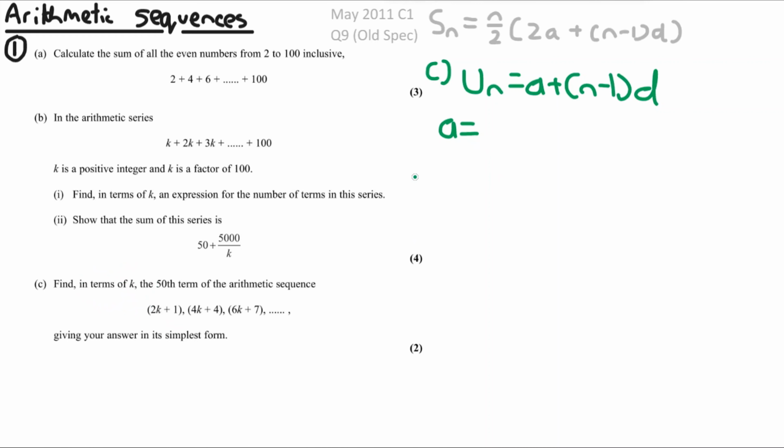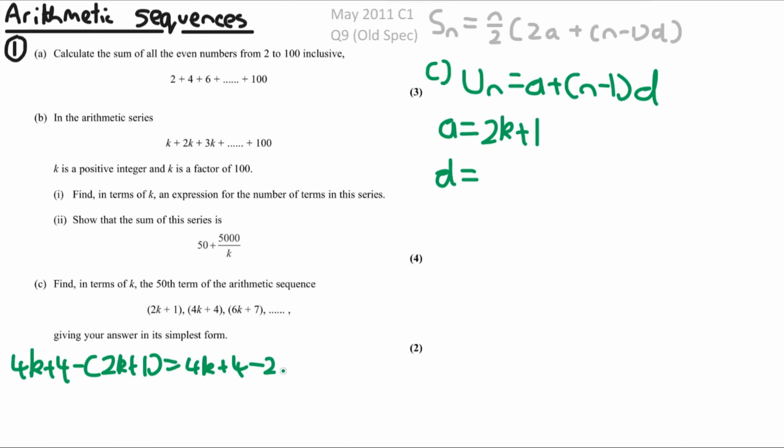So a is going to be equal to the first term, so this is just going to be 2k plus 1, and then d is going to be the difference between each term, which we can easily figure out. So it's going to be 4k plus 4, and then minus this term here, 2k plus 1, and this is going to be equal to 4k plus 4, expand the brackets to minus 2k minus 1, which is going to be equal to 2k plus 3, like this. So this is going to be d, as this is going to be the constant difference between each term. It's going to go up like this, 2k plus 3.